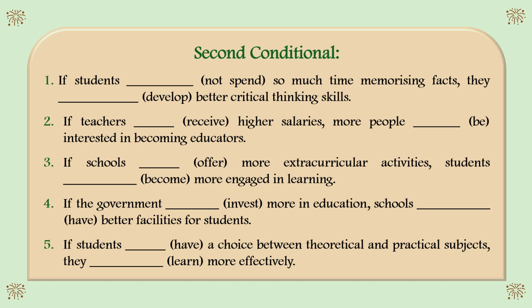3. If schools blank, offer more extracurricular activities, students blank, become more engaged in learning. 4. If the government blank, invest more in education, schools blank, have better facilities for students. 5. If students blank, have a choice between theoretical and practical subjects, they blank, learn more effectively.